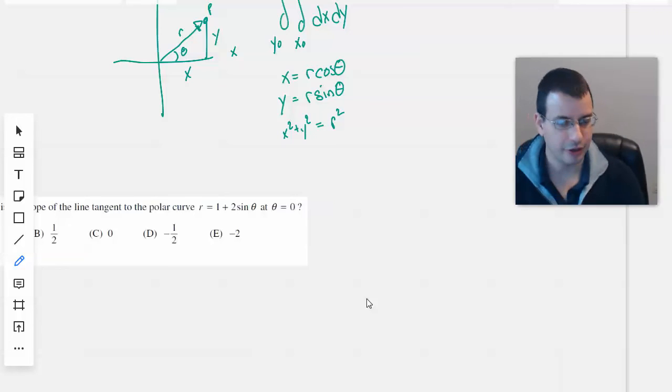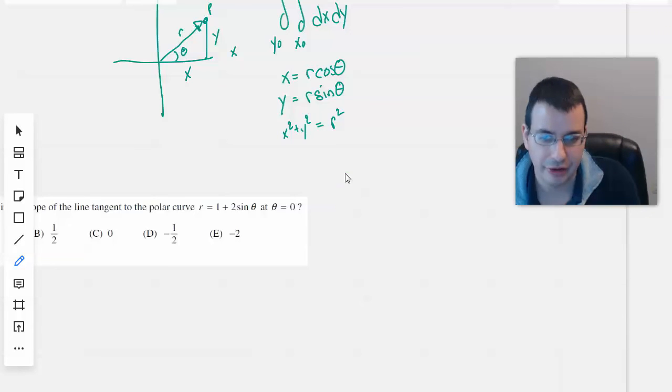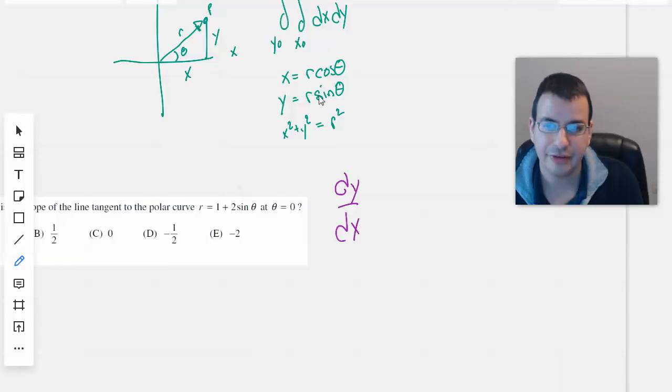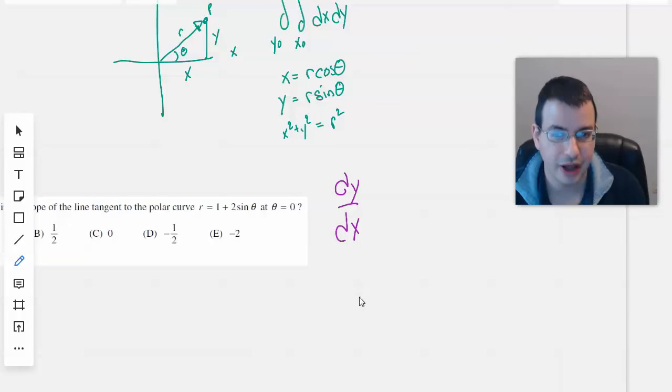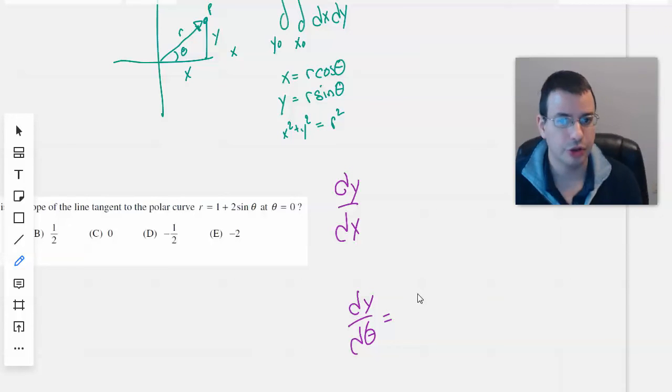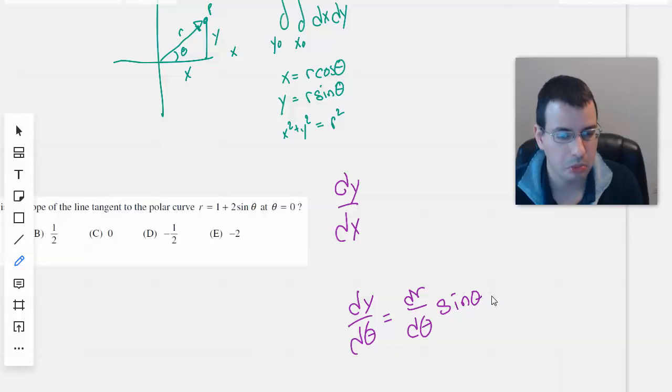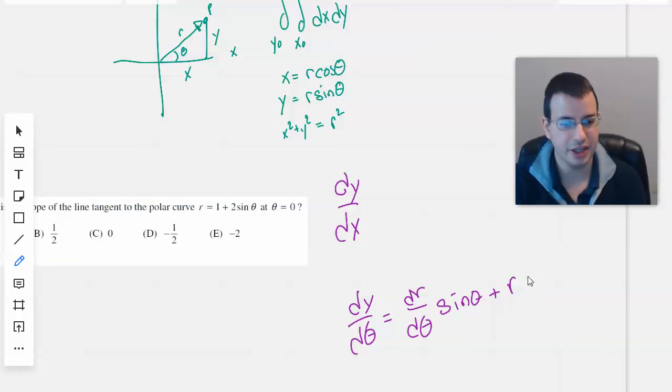So there's basically a formula for slope. We have our traditional dy dx. Well, we have x and y here in terms of polar coordinates. So we could find dy d theta, which would equal, let's see, we have to do the product rule on r sine theta right here. So we do have dr d theta times sine theta plus r, and the derivative of sine theta is cosine theta.